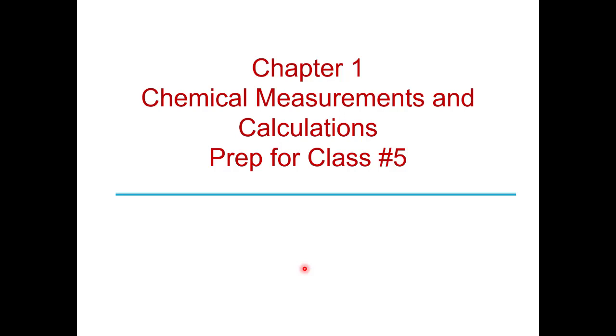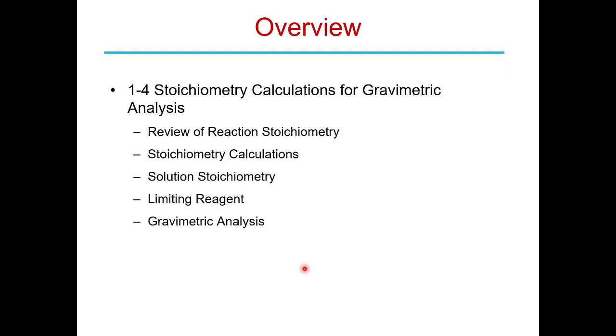So we're going to continue with our discussion of Chapter 1 and get prepared for class number 5. The topics for this class session: we'll be looking at section 1-4, which is kind of a review of stoichiometry calculations that we learned about in general chemistry.